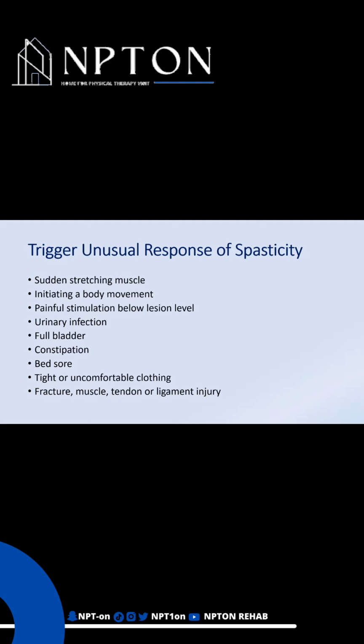What can trigger unusual response of spasticity in people with spinal cord injury? Any sudden stretch will cause spasticity, initiating body movement, any painful stimulation below the lesion level, urinary infection, full bladder and constipation, pressure sore and tight or uncomfortable clothing, fracture or muscle or tendon or ligament injury.